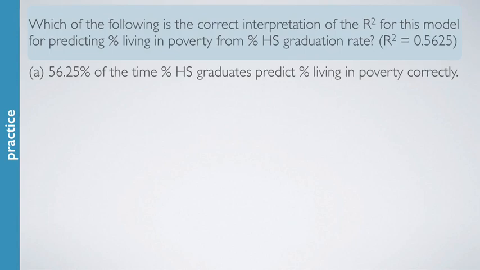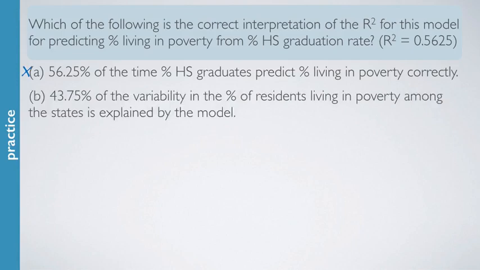A. 56.25% of the time, percentage of high school graduates predict percentage living in poverty correctly. This basically is implying that 56.25% of the data points are going to be exactly on the regression line, so predicted accurately, versus the remainder not. But note that R-squared is not about what percent of the data actually fall on the regression line. So this is not a correct interpretation.